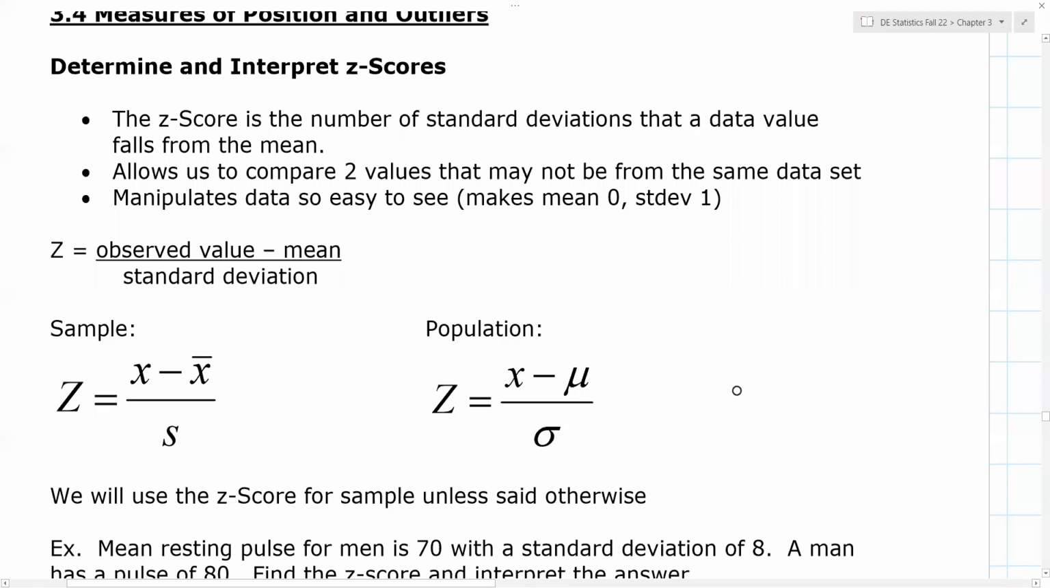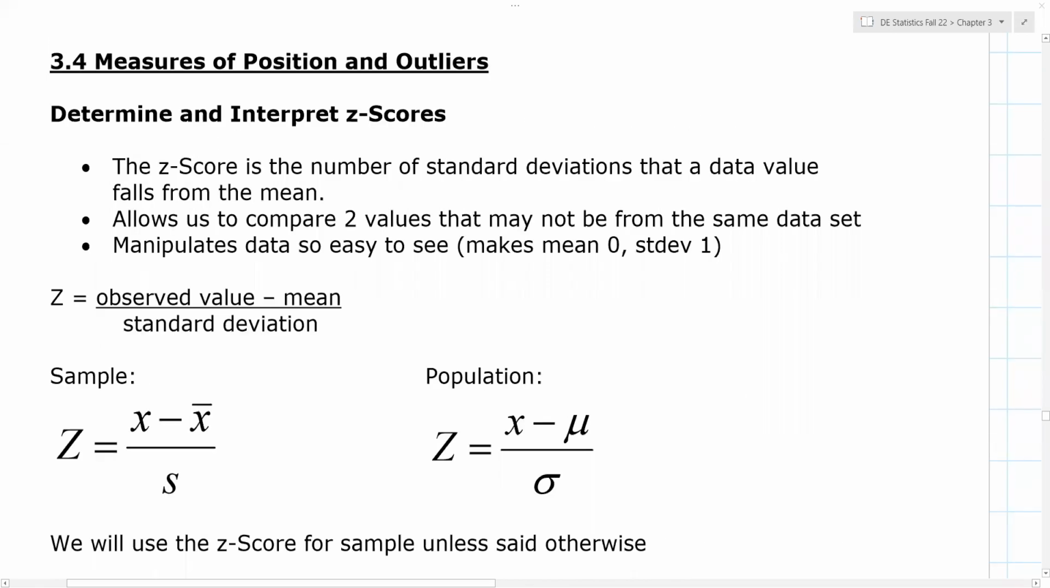All right, 3.4 measures of position and outliers. So, in today's lesson, we're going to talk about ways of describing where a single data point is found in a data set. So, is it near the top of the data set? Is it near the bottom of the data set? Is it in the middle? Where does a value find itself, or where do you find a data point in a data set?